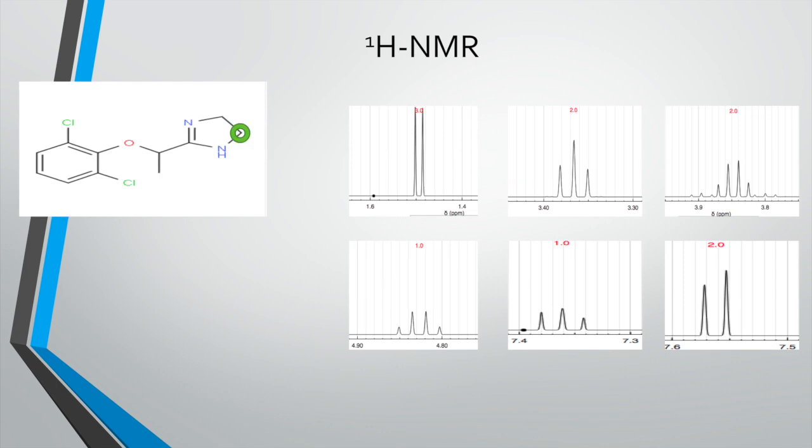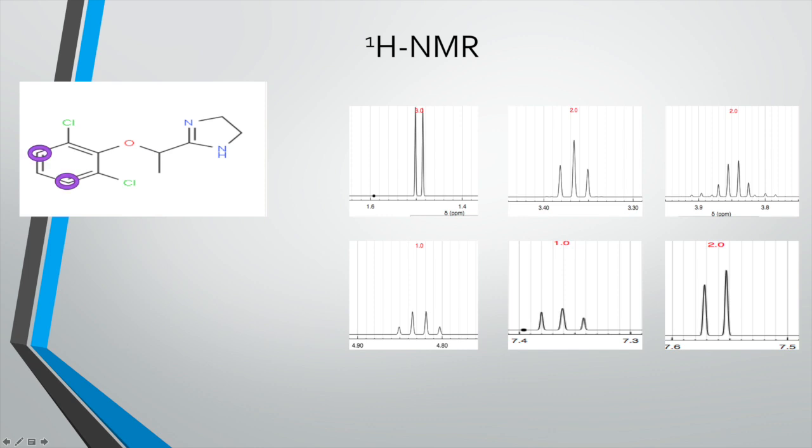The next set of protons fall in the range of 3.4, and that produces a doublet of doublets. The next set of protons is in the same ring, and they show up around 3.85 ppm, and they also produce a doublet of doublets. The next proton that we will look at falls in the range of 4.83. This produces a quartet.